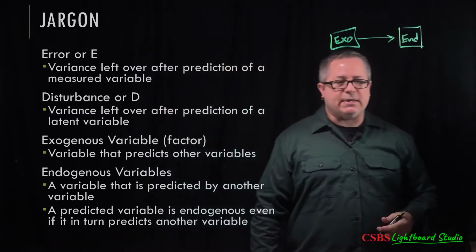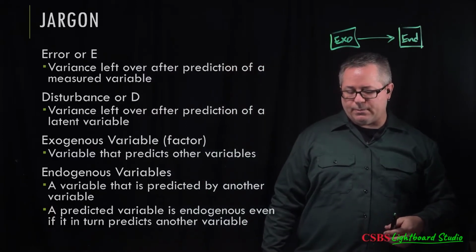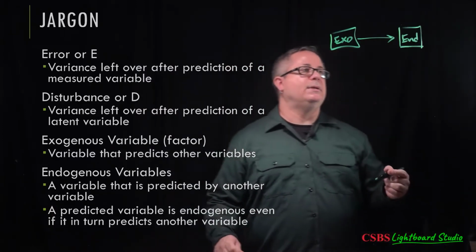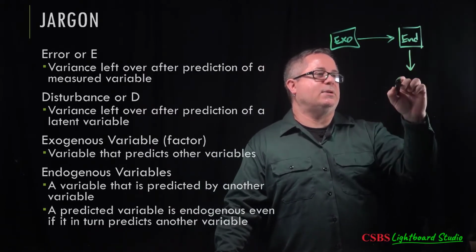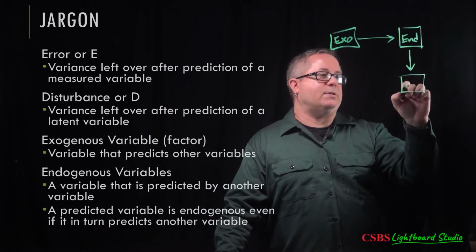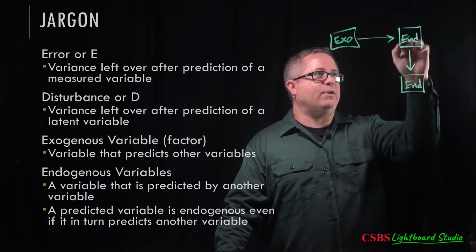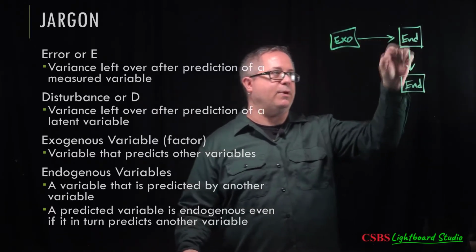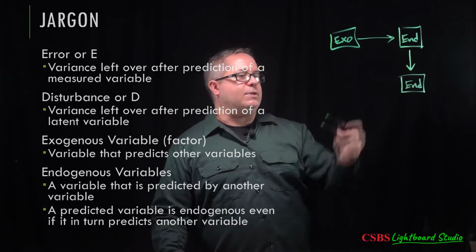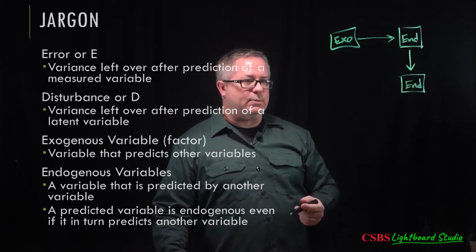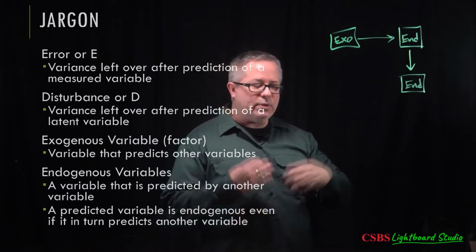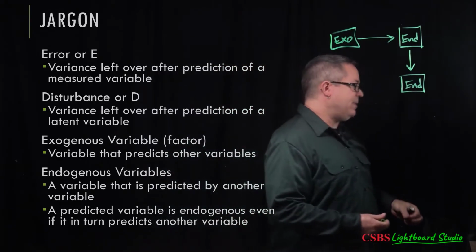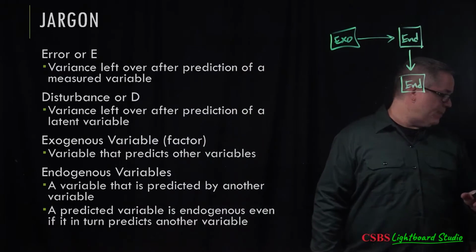The only time it may seem complicated, even though it really isn't, is once a variable becomes endogenous, it remains endogenous. So even though this variable has both an arrow coming to it and away from it, it's considered endogenous, not exogenous anymore. So an exogenous variable can only be exogenous, while an endogenous variable can technically be both.